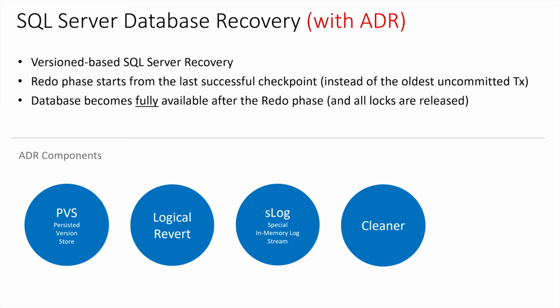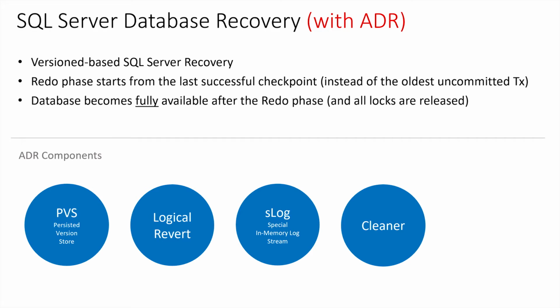Then S-log. Think of it as a very low volume in-memory log where we keep non-versioned operations. I'll tell you more when we get there. And then there is the logical revert, and the cleaner is the process of going back. Every process has a cleaner, a garbage collection type of thing. Exactly. It goes back and cleans the versions that are no longer needed.